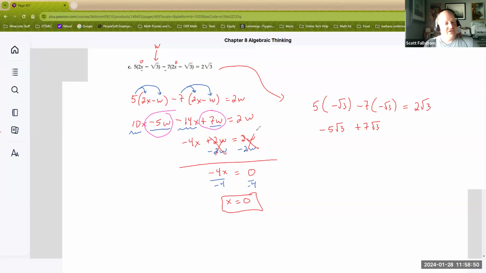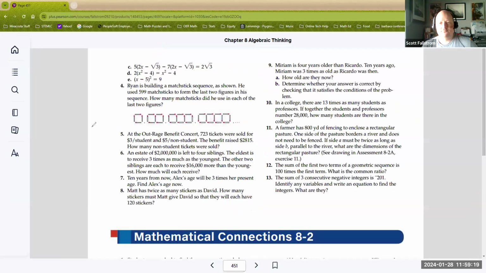In this situation, it completely eliminated. But if it didn't, maybe it was 2w plus 2w, then I would just write 4 square root of 3 right here, because there'd be 4 of them. But I'm not going to worry about that right now, because I want to see, is this equal to 2 square root of 3? And you can see 7 somethings minus 5 somethings is 2. So it checks out. So there we go. That is how we can do part C.